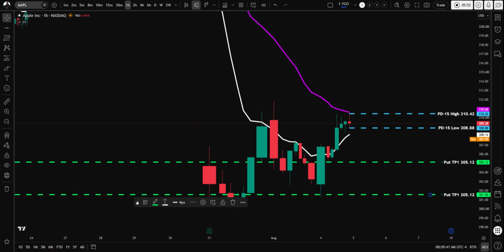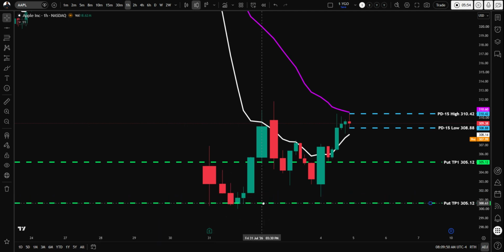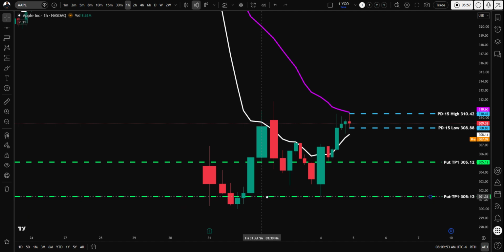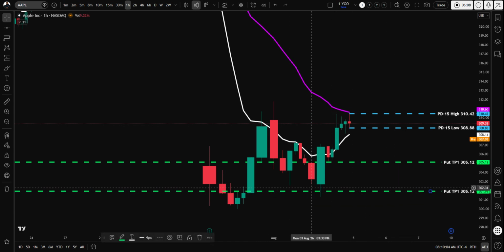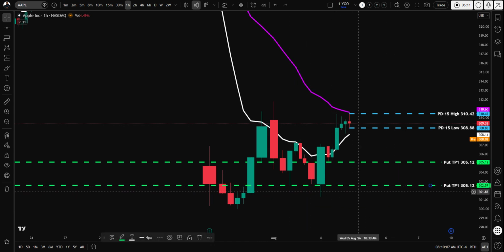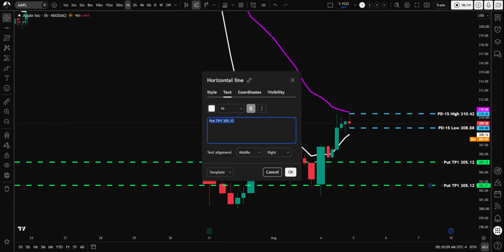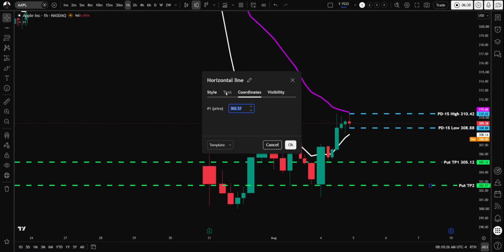We can go down to another level where I would say price goes to about right here, actually right about here, 302. This is for the puts, and all of this is for the puts. So I do put two, take profit two, say about 302.57. We'll leave it at 302.57.